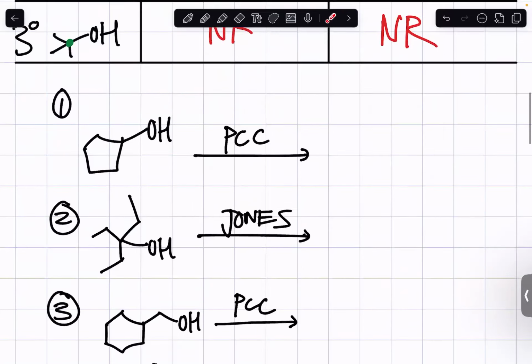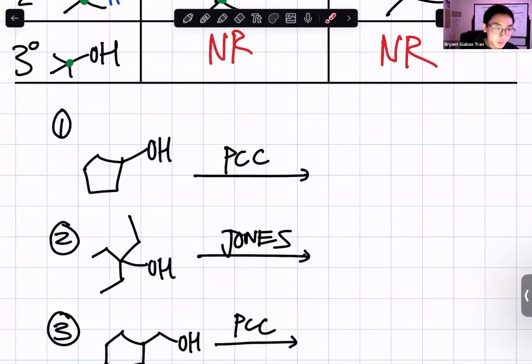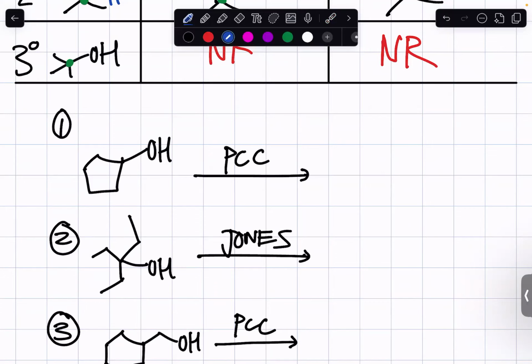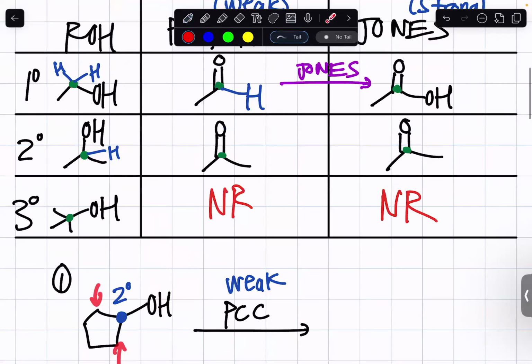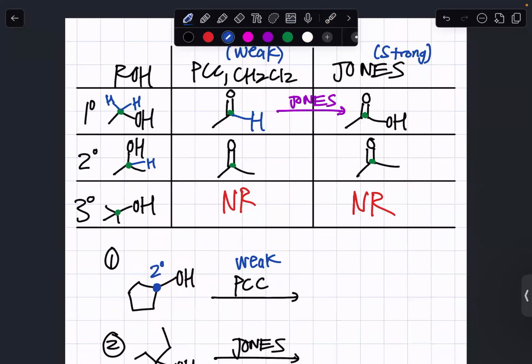Right. So looking at the first one here, how would you go about this problem here? Well, we said that PCC's weak. Yep. And then we have to look at the degree, so that would be secondary? Yes. Secondary because it is attached to two other carbons. That's right. Which would lead us to what kind of product here?